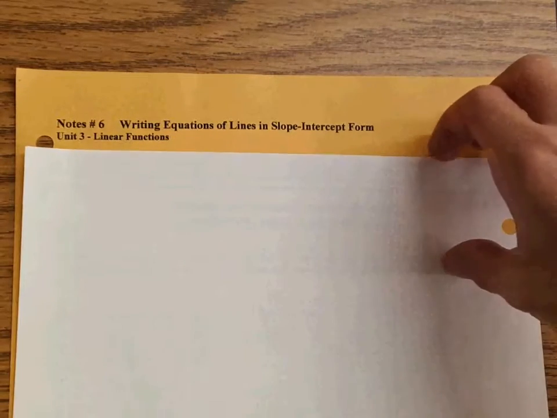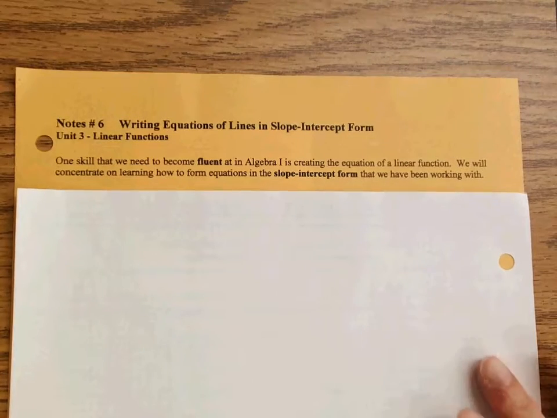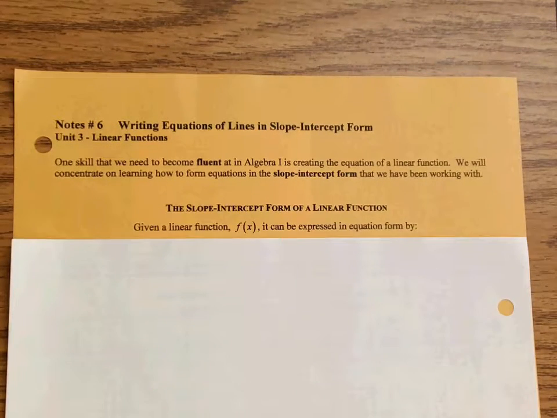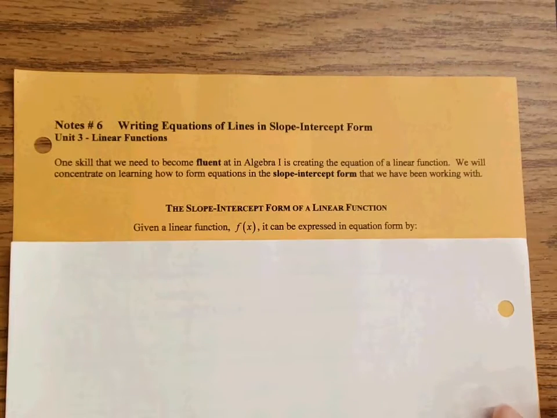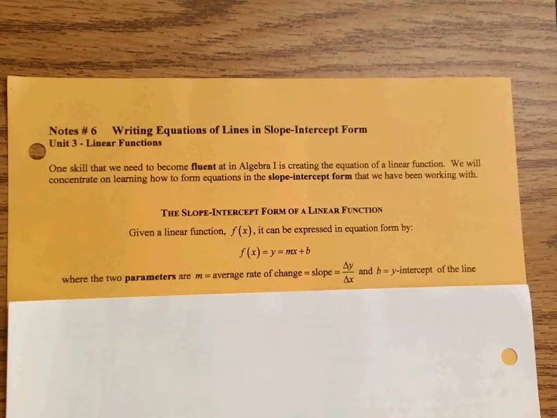So we're going to become fluent in Algebra 1 by creating the equation of a linear function. We will concentrate on learning how to form equations in the slope-intercept form that we've been working with. Okay, so a quick reminder, given a linear function f of x, it's expressed in the equation form by f of x equals y, which equals mx plus b.